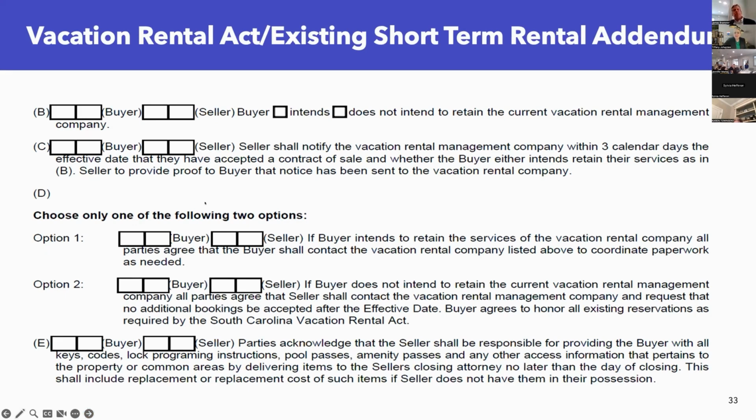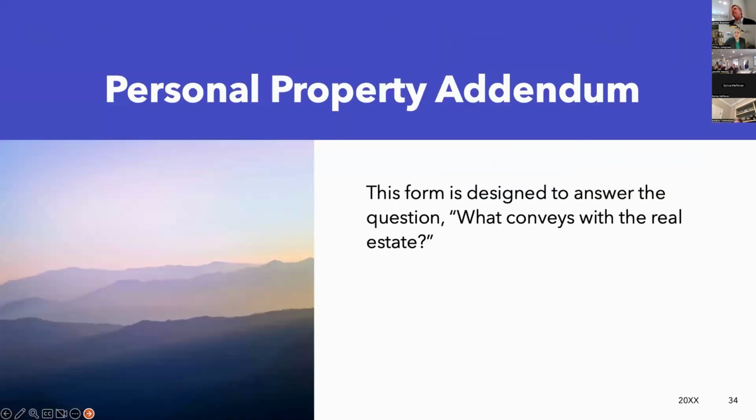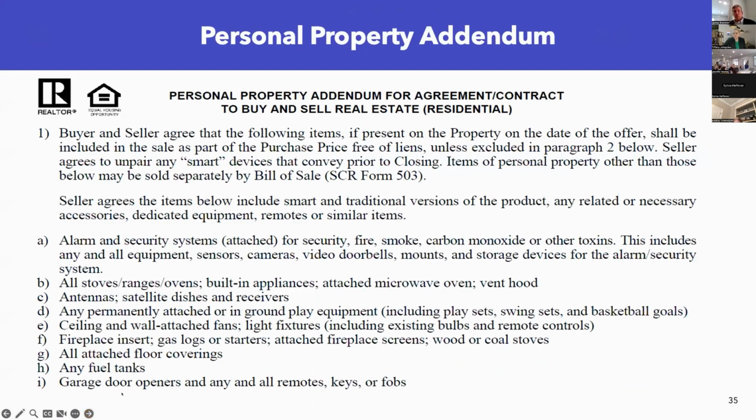Now, the next form, as we move ahead, is the one that actually made me scratch my head the most. Okay. What conveys with the real estate? I mean, I'm so old school that we defined real property in law school as land and everything permanently affixed to it. That's the law school definition of real property. Okay. We've gotten away from that a little bit. Okay. I hate to have to say it, but this form goes from A to Y.